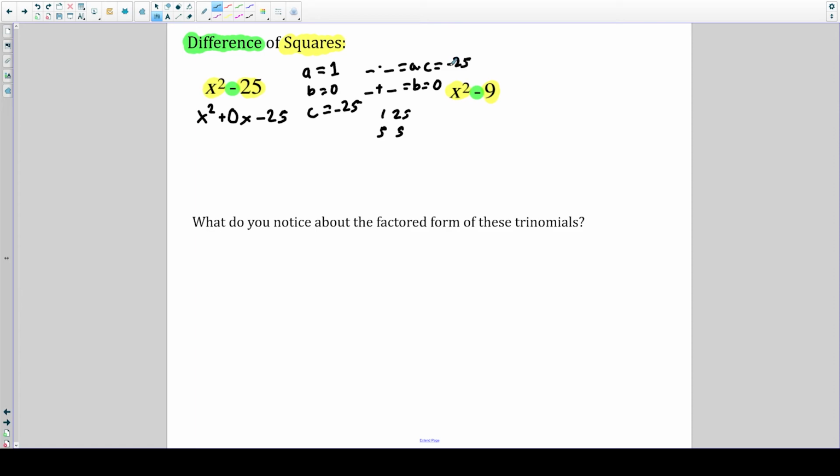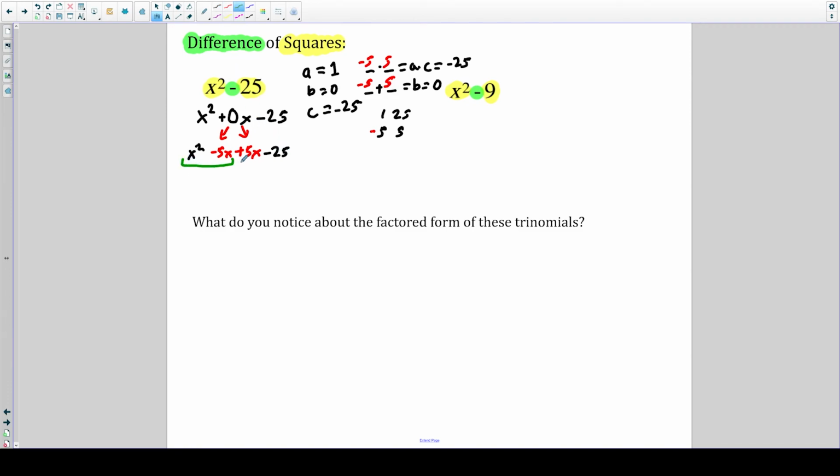Now since we have a negative product, that means that one of our numbers has to be negative. In this case, it doesn't really matter which number is negative because we know that the sum has to equal 0. Well, the only one that would make this work is if we have negative 5 and positive 5. So breaking down this 0x as negative 5x plus 5x gets us started here. We have x squared minus 5x plus 5x minus 25.